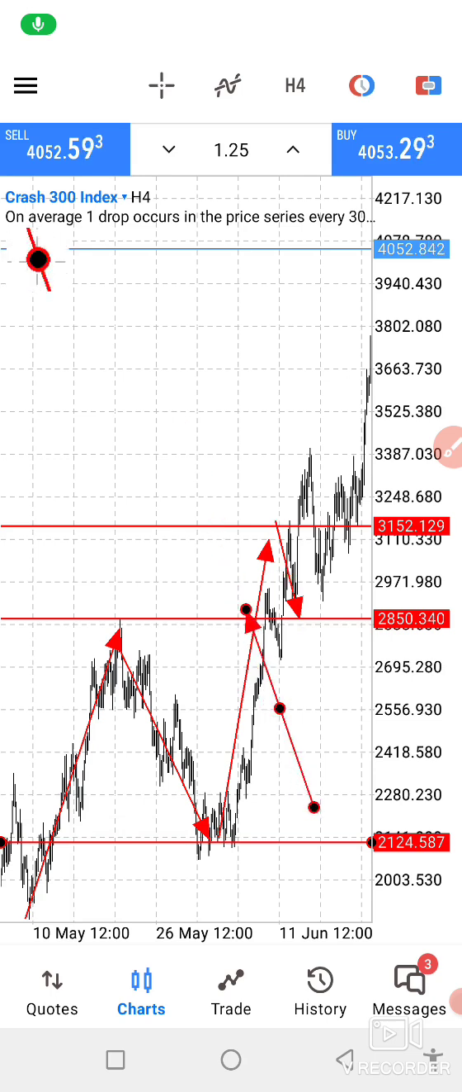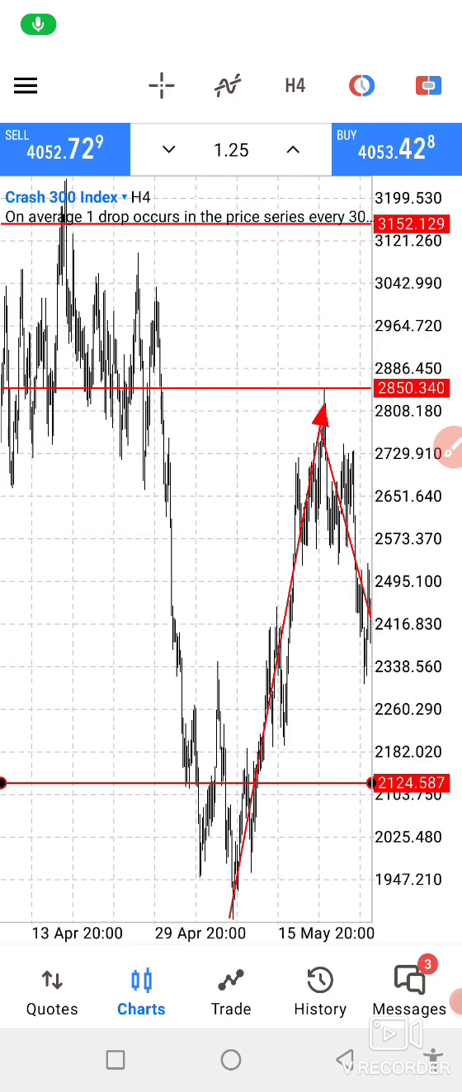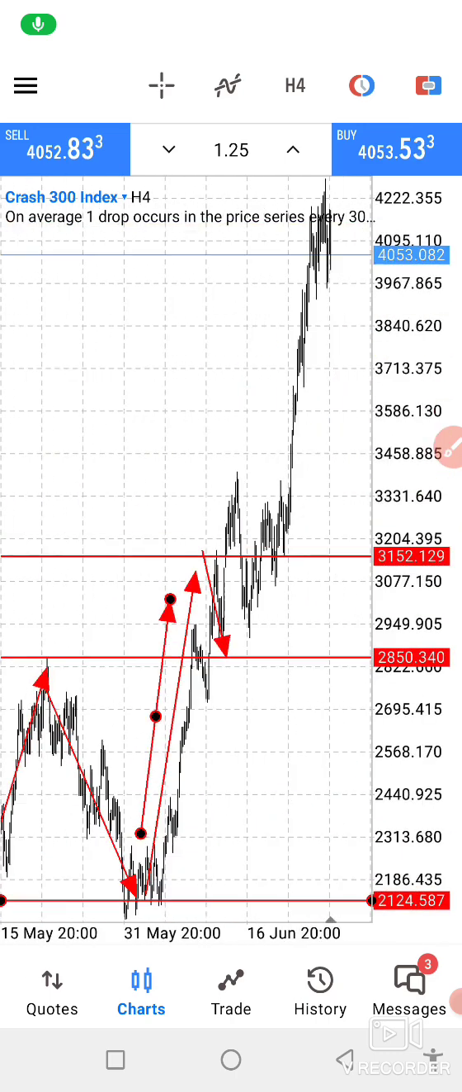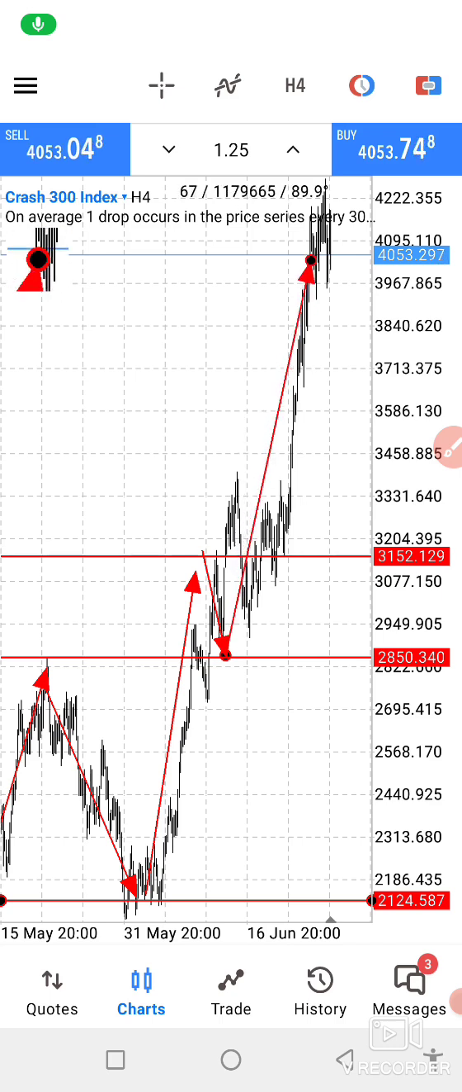And so after that, what happened? Because the market was previously in a downtrend. So the downtrend has changed to an uptrend, and you can see the continuous movement up till now. The price is still going up.